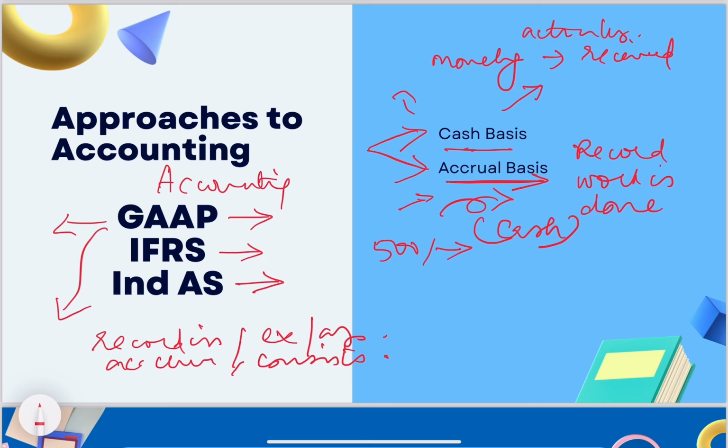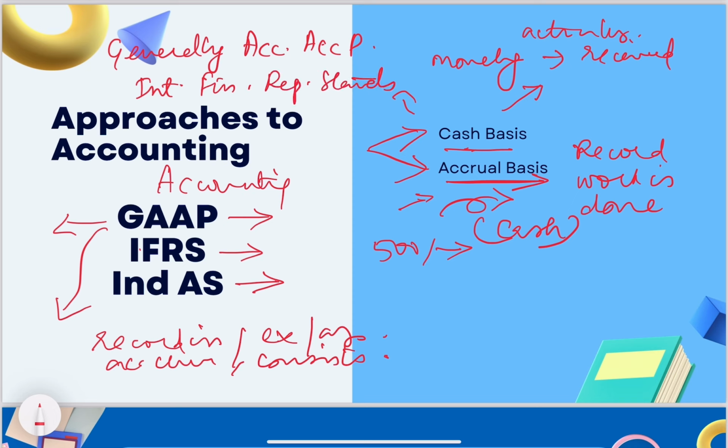So next would be IFRS. So, did I actually expand it? GAAP is generally accepted accounting principles. Okay, so IFRS is International Financial Reporting Standards. Just remember this, because in one of the exams they've asked you to expand this term. So INDAS is the Indian Accounting Standards. Okay. So yes, we'll get back to IFRS.